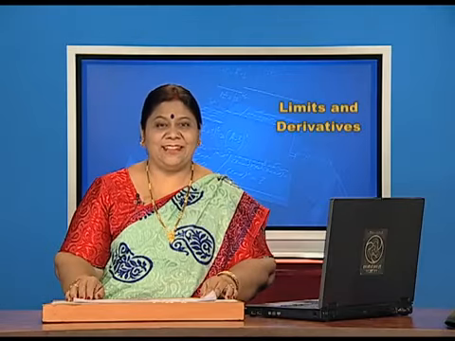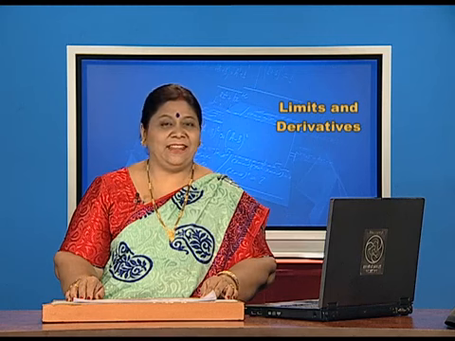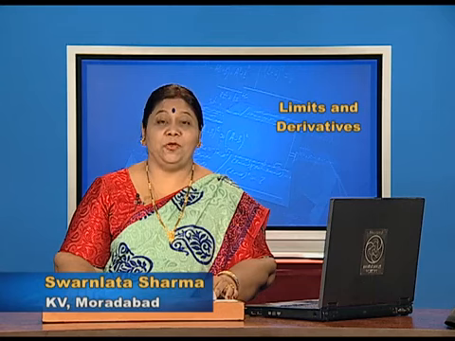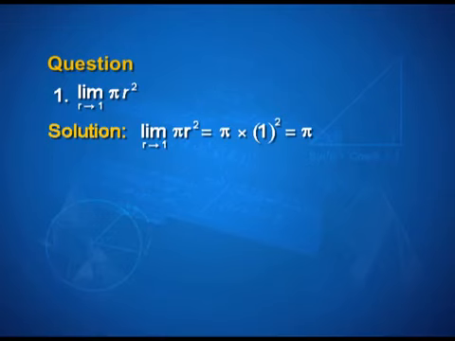Hello students, to begin with, let us see the solutions of the problems I gave you for the home assignment. Question number 1, limit pi r square as r tends to 1. Look at the solution. We have limit pi r square as r tends to 1 is equal to pi into 1 square, that is equal to pi.